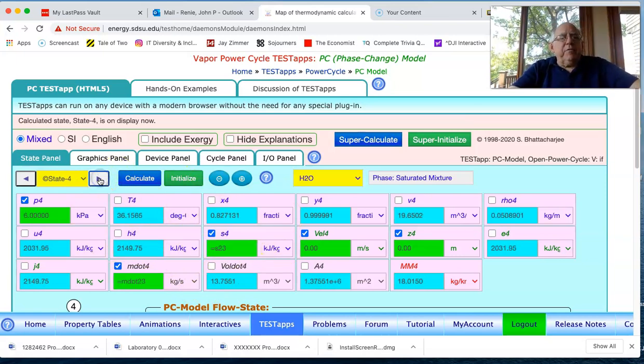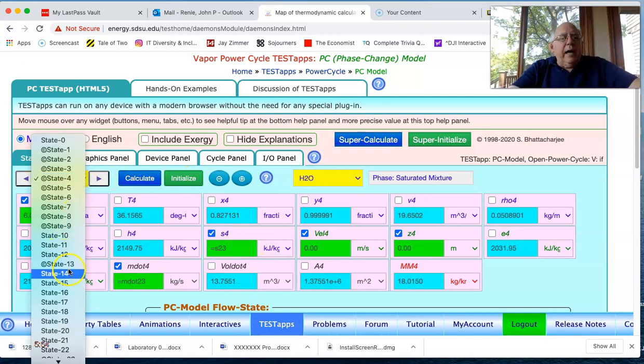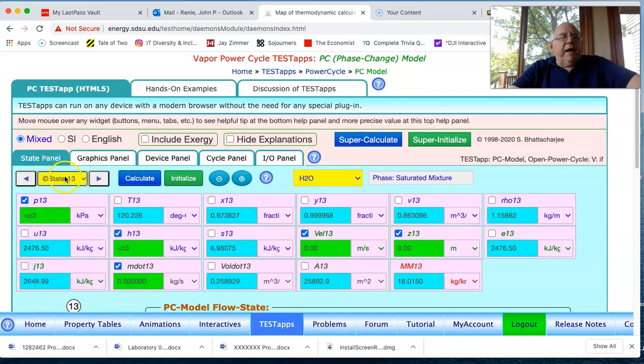Then, as I said before, I identified a state 13, and state 13 has the same pressure and the same enthalpy as state 3, but it's only 0.3 kilograms per second.